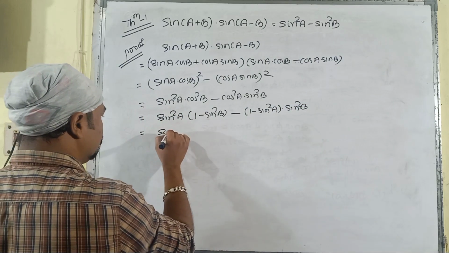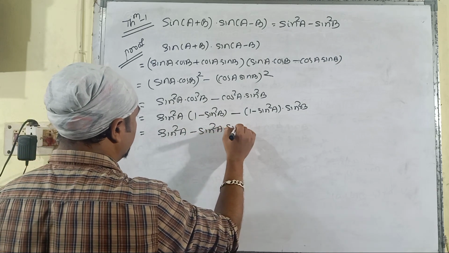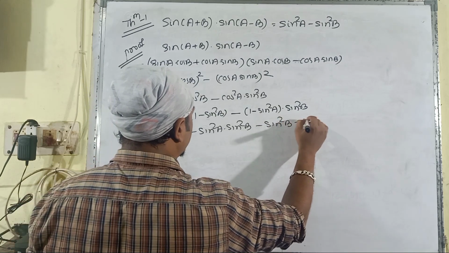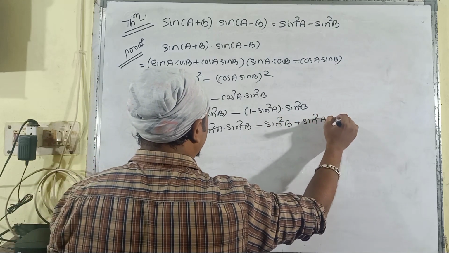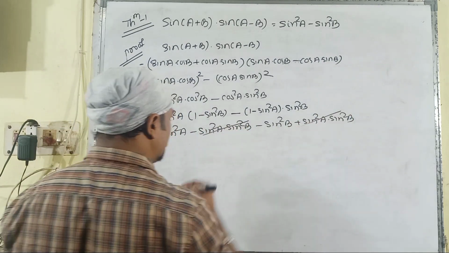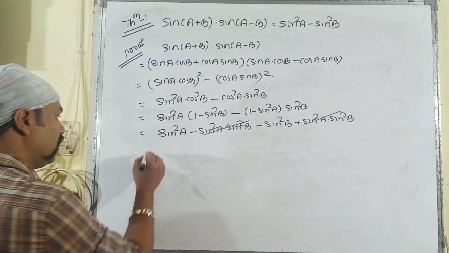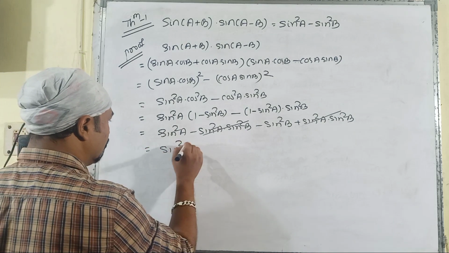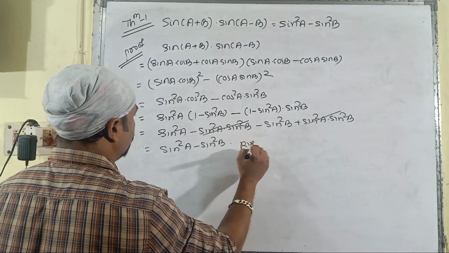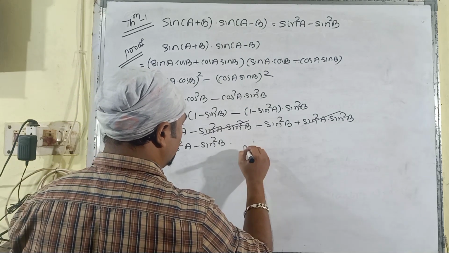Then simplifying this step, we have sin square A minus sin square A multiplied with sin square B minus sin square B plus sin square A into sin square B. Cancelling the sin square A sin square B with minus sin square A sin square B, the remaining terms are sin square A minus sin square B, which is the required right hand side of the given theorem. So the theorem has been proved here.